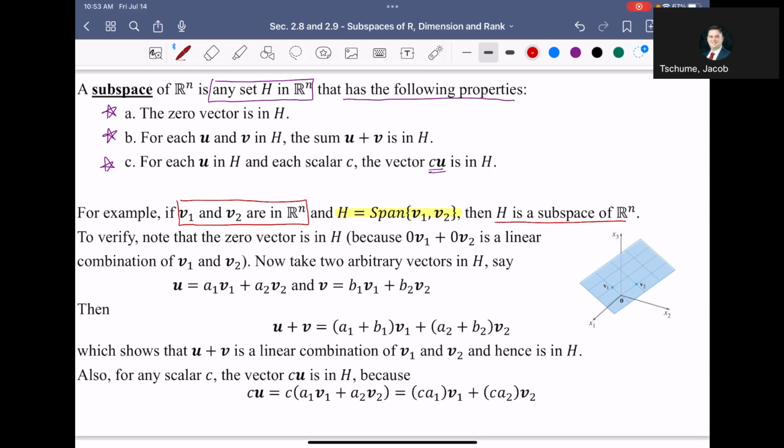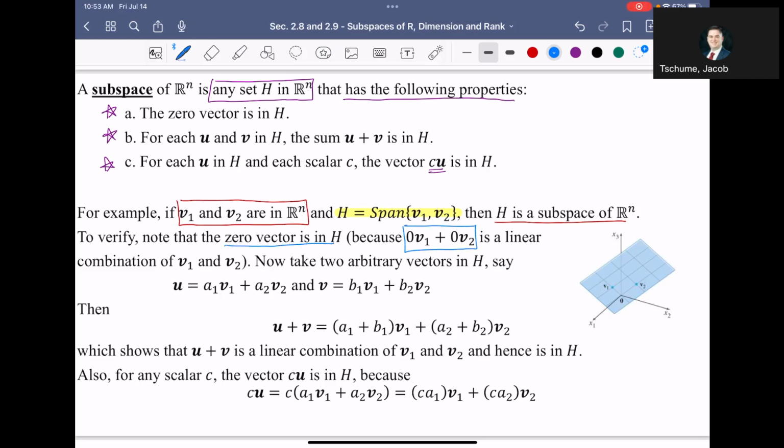So what goes into us verifying that? Well, as you can see, to verify, note that the zero vector is in H, because if I take 0 times v1 plus 0 times v2, which is a linear combination, which is the definition of spanning, that's got to be in the span. So all you've got to do is let your two constants be 0, and that's going to create the zero vector. So that one's pretty nice.